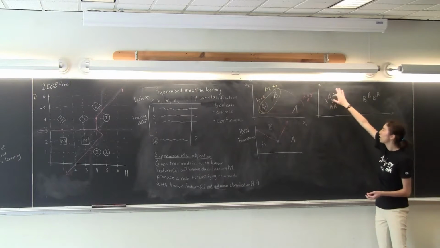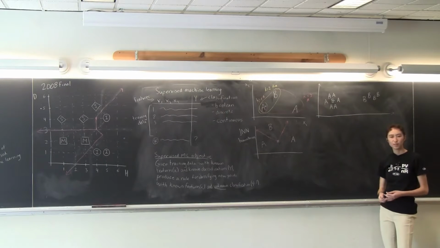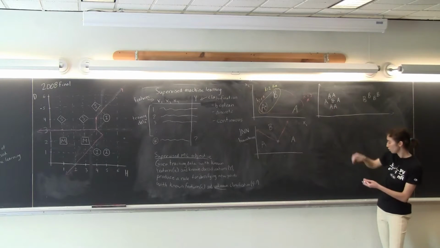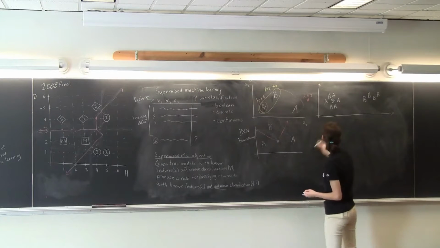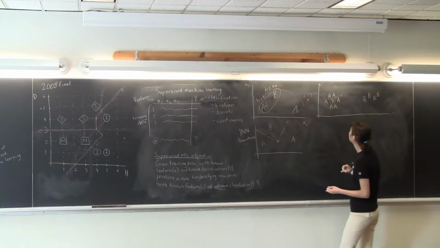A, because it's over on the left side where most of the A's are. But how would it be classified with one nearest neighbor? B, because it's closest to that B. So if k equals 1, we would get B.